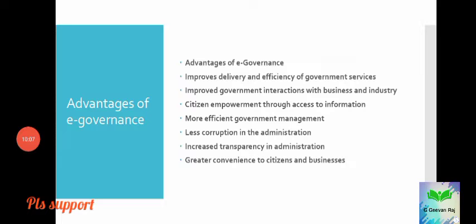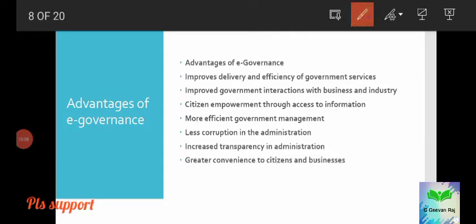Now let us see what the advantages of e-governance are. It improves delivery and efficiency of government services. So one of the major advantages of e-governance is that it improves the delivery and the efficiency of the various government services. Second point, improved government interaction with business and industry. So through e-governance, the interaction of government with business and various industries can improve, which will be beneficial to the society when it comes to various service deliveries.